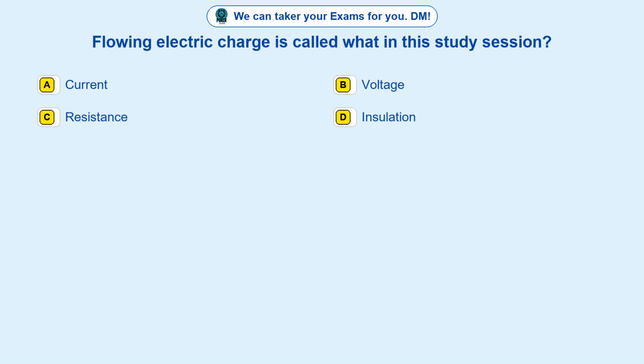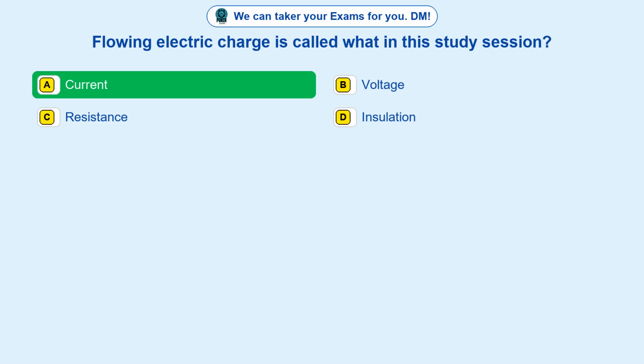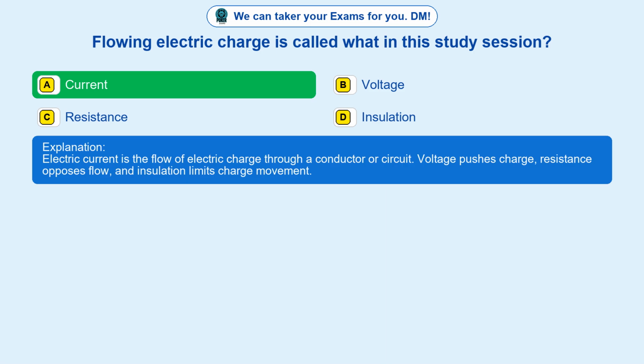Question 69. Flowing electric charge is called what in this study session? Option A, current. Option B, voltage. Option C, resistance. Option D, insulation. The correct answer is option A. Current. Electric current is the flow of electric charge through a conductor or circuit. Voltage pushes charge, resistance opposes flow, and insulation limits charge movement.